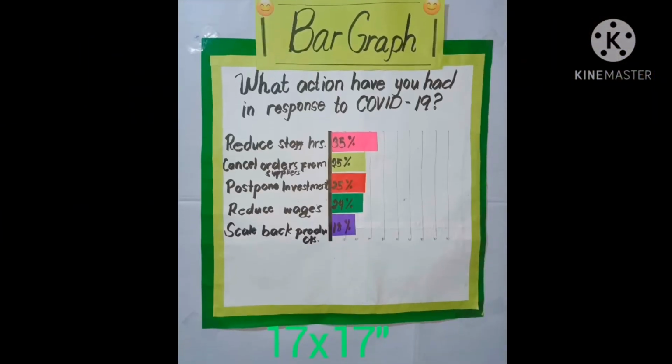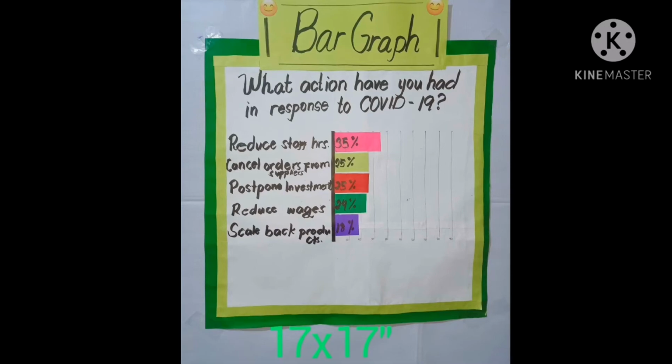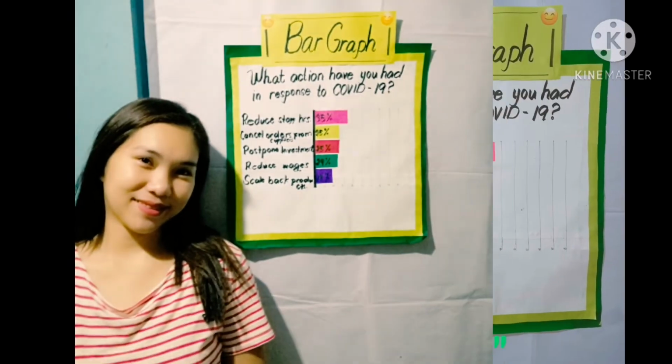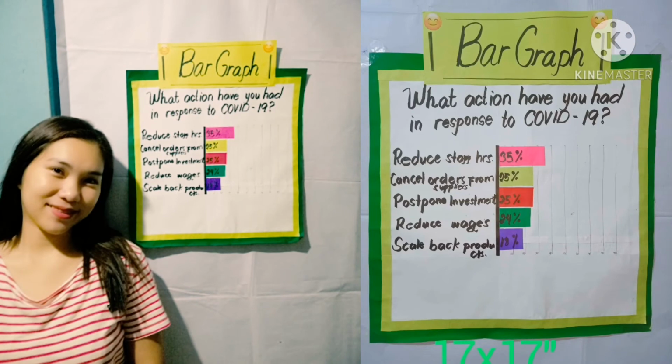Next is graph. This visual symbol presents categorical data of what actions we have had in response to COVID-19, with rectangular bars with heights or lengths proportional to the values that they represent. It can be plotted vertically or horizontally. This is sometimes called a column chart.